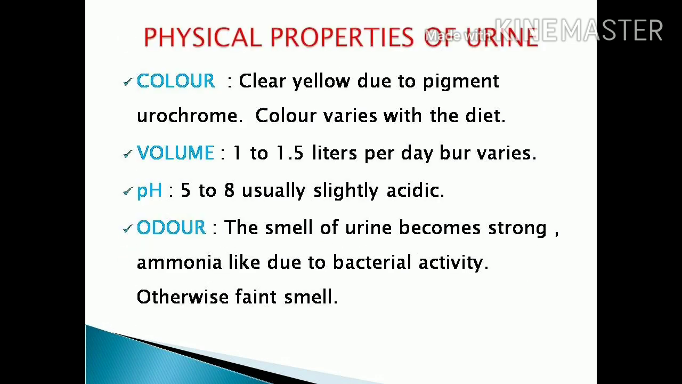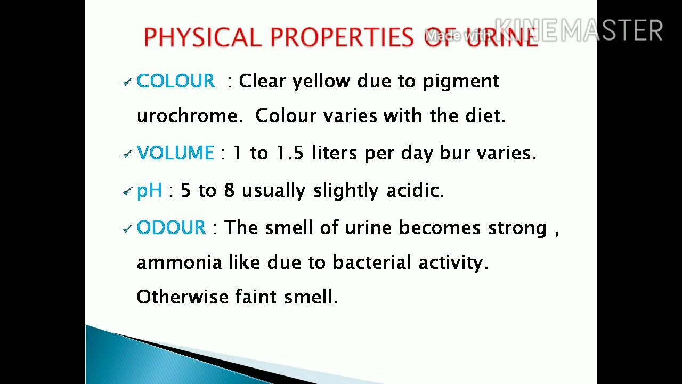Next, physical properties of urine. First one, color. It is a clear yellow in color due to the pigment urochrome. The urochrome gives the color to the urine. It also varies depending upon our diet.